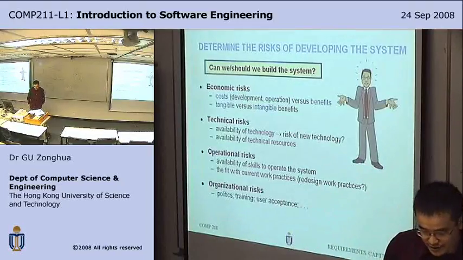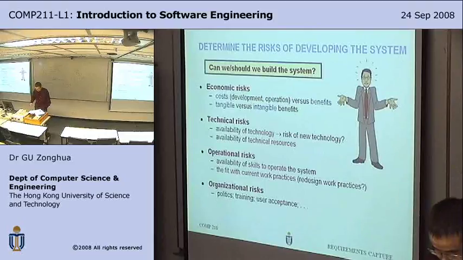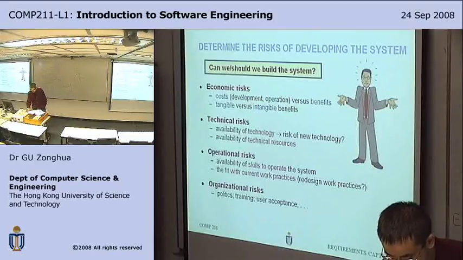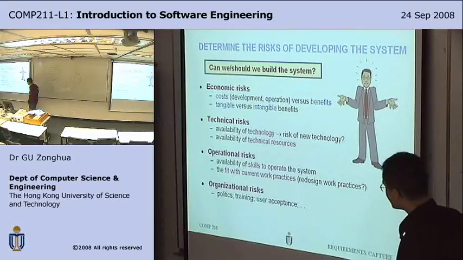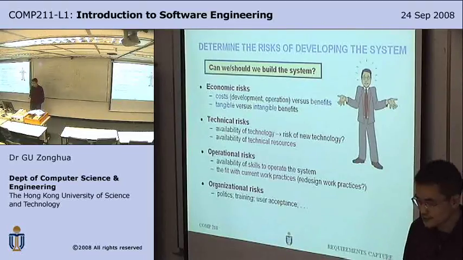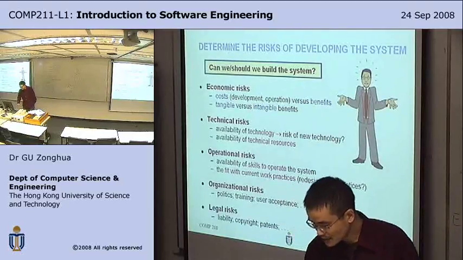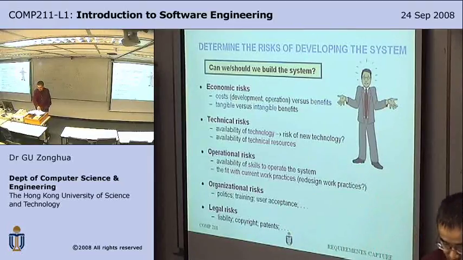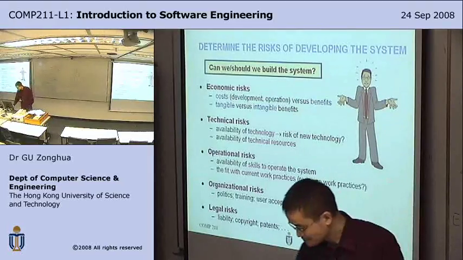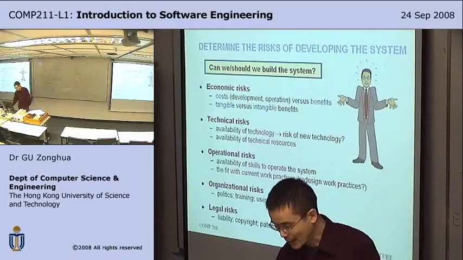And organizational risks, that is politics, training, user acceptance. When you have a project, there are always politics involved. So which project gets the budget, which doesn't have the money to build it. Legal risks, including liability, copyright, patents, etc. Especially in the software area, copyrights or patents are very prevalent problems.